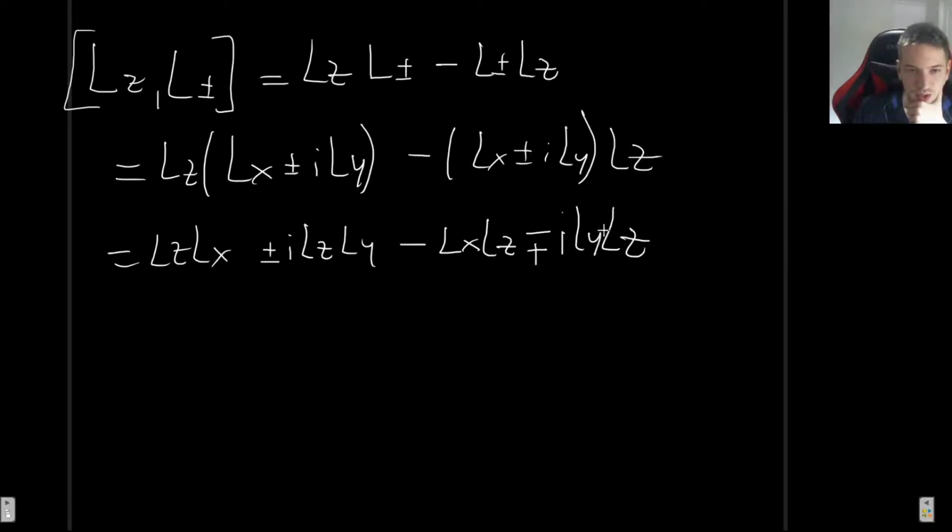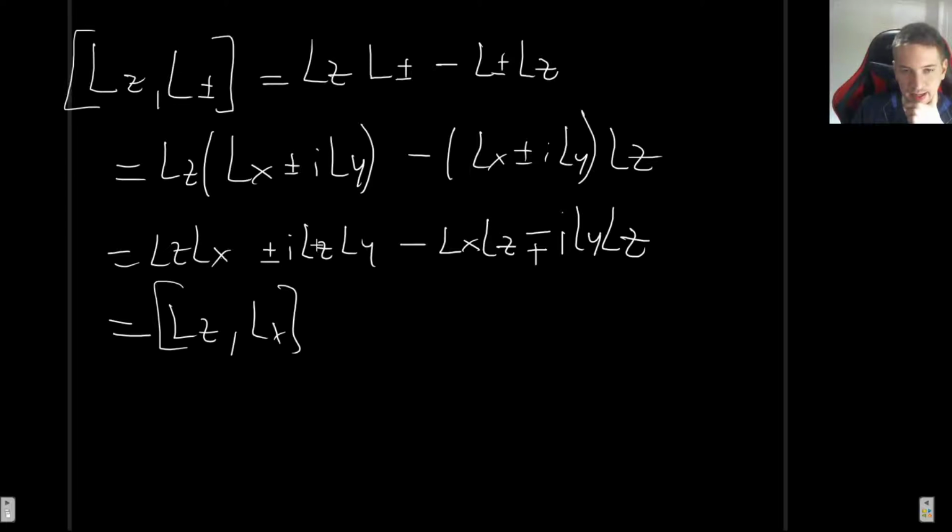Okay, so what do we have here? We have LzLx minus LxLz. This looks a lot like the commutator of Lz and Lx, right? First part LzLx, second part minus LxLz. And what do we have then?